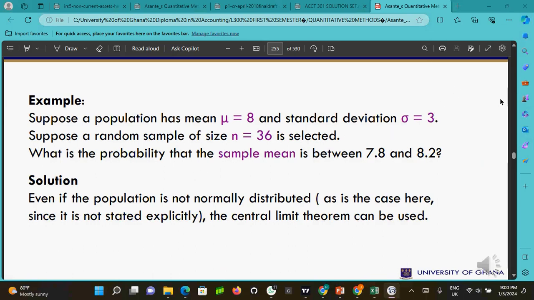So, for example, they give us this example here. Suppose a population has a mean of 8 and a standard deviation of 3. Suppose a random sample of size 36. What's the probability that the sample mean is between 7.8 and 8.2? Let's quickly solve this. It's not difficult.